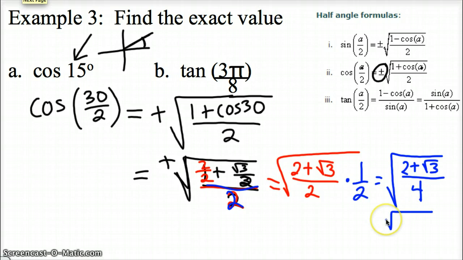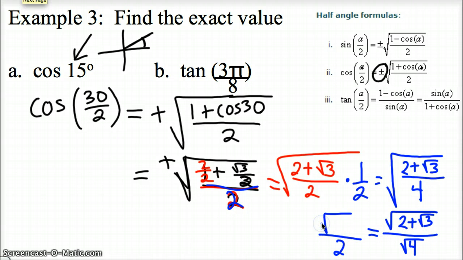This one's going to work out in my favor because the denominator is a perfect square. So if I separate the numerator from the denominator, I will get the square root of 4 in the denominator, and that is a simple 2. So my exact answer is the square root of 2 plus the square root of 3, all over 2. This is your final answer for the exact value of the cosine of 15 degrees.